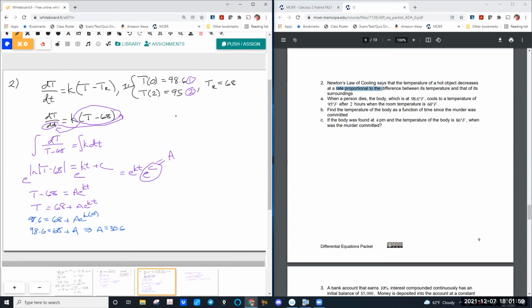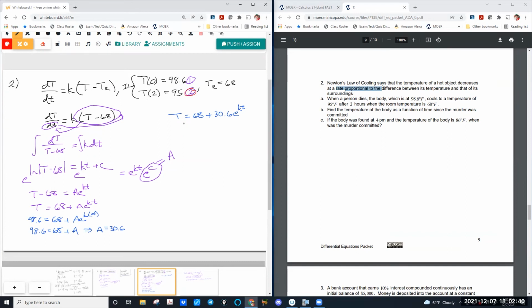So now here's where we are at after that blue step. We have 68 plus 30.6 e to the kt. We're fine with little t being in there. That's our variable. It's this k we have to find. But it's our only unknown now. So now we can insert initial condition number 2.